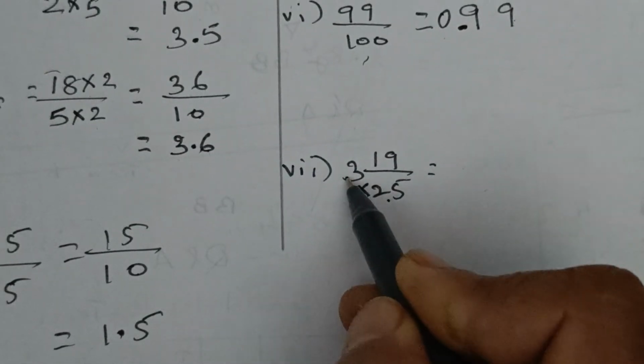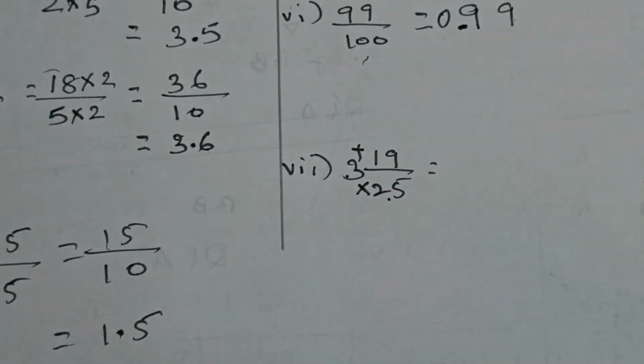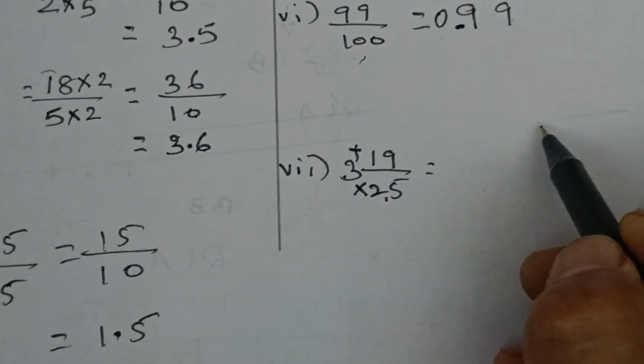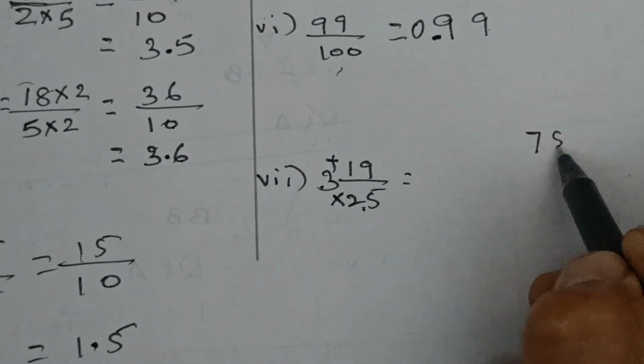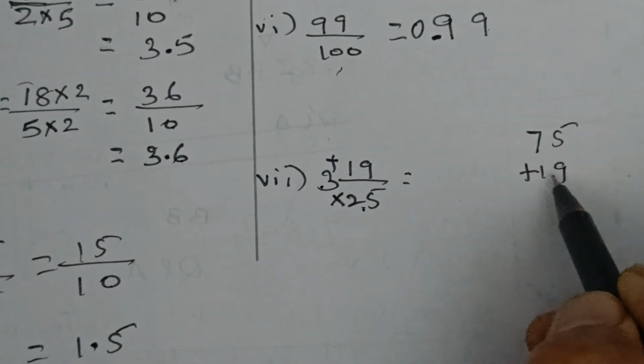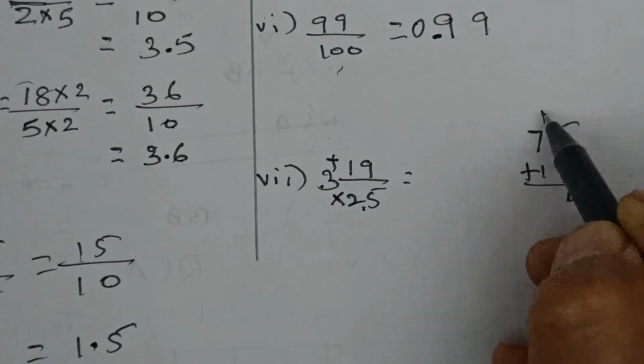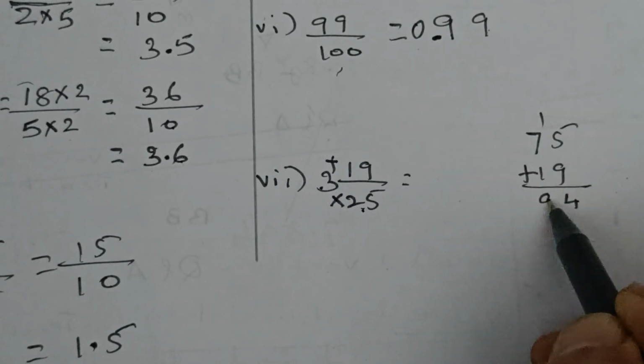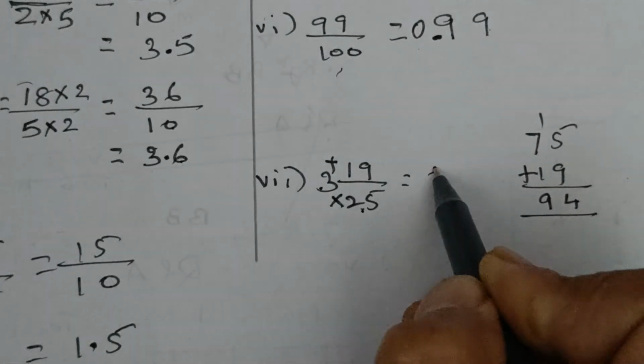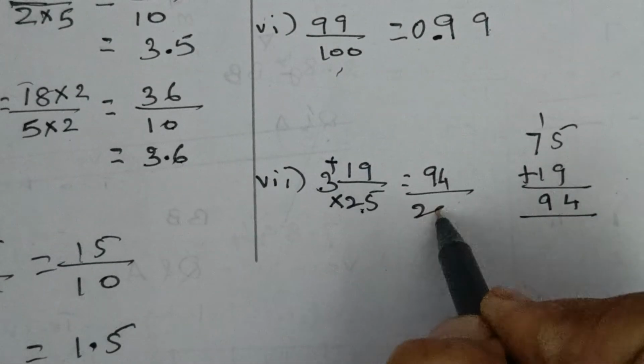Now it's a mixed fraction. Multiply the denominator with the whole number, then add the numerator 19. 25 into 3, come on, 25 into 3, 75. Plus 19, what do you get? 5 plus 9, 14. 7 plus 1, 8. 8 plus 1 is 9. So we get 94 by 25.